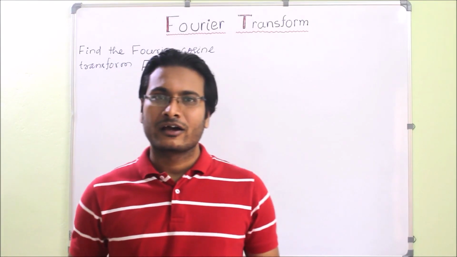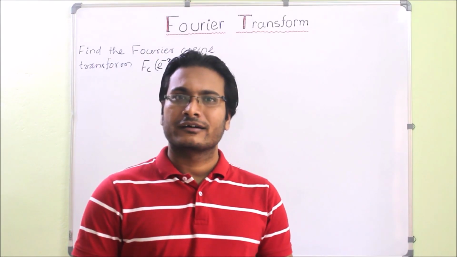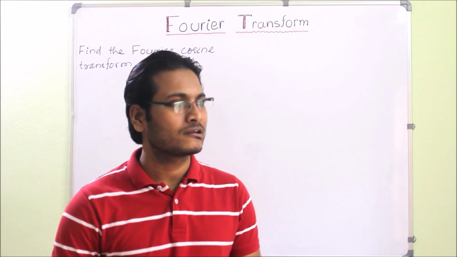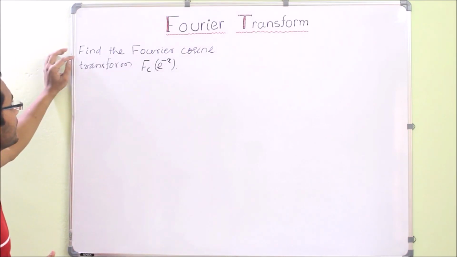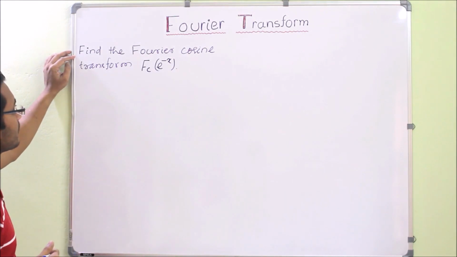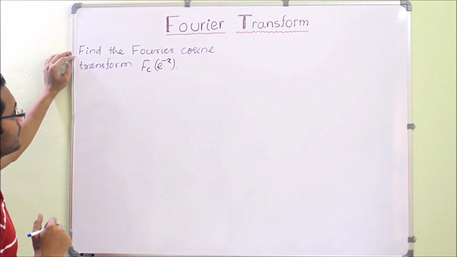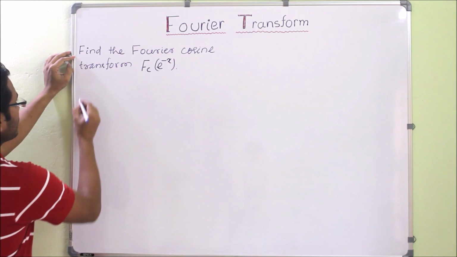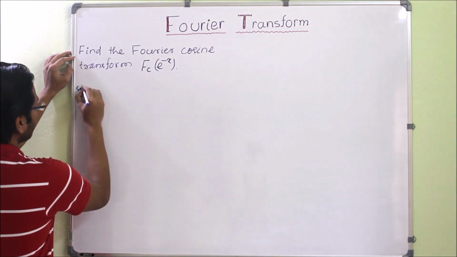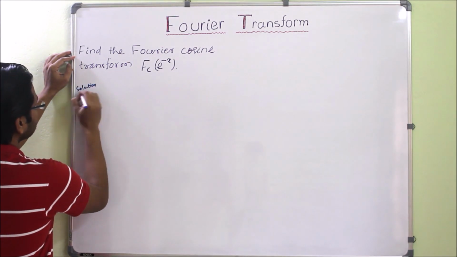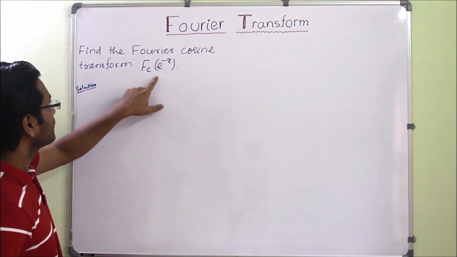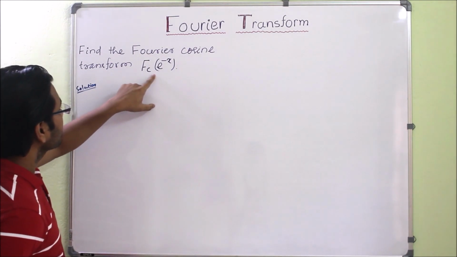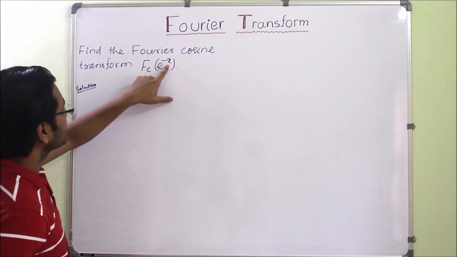Today we will see one of the interesting problems to solve on Fourier transform. Here the problem given is: find the Fourier cosine transform Fc of e to the power minus x. Before going to solve this problem, we have to understand the question first. So here we have to find Fc of e to the power minus x.